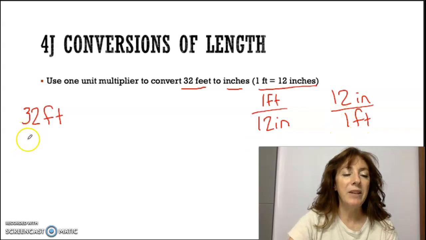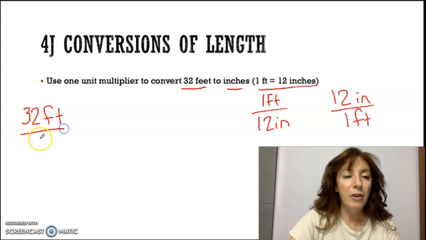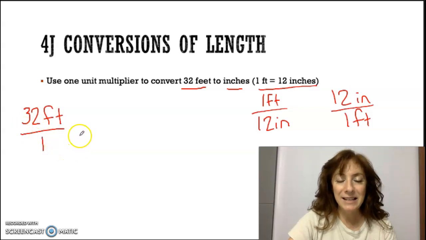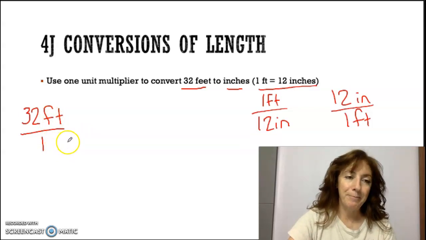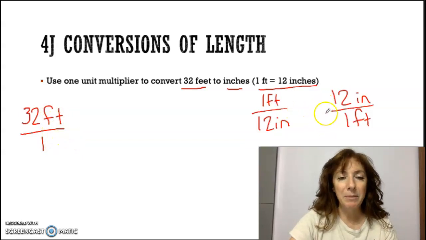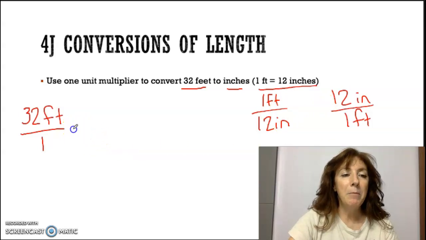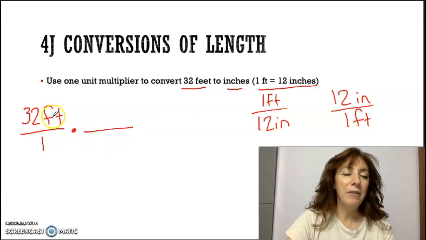Let's go back to what I'm given. We also know that any number over the number 1 is the same thing as itself. So 32 feet over 1 is the same as 32 feet. I make this a fraction because I'm about to multiply fractions. Okay, so I'm going to multiply one of these unit multipliers times 32 feet, and I want to get rid of feet, and I want to end up with inches.